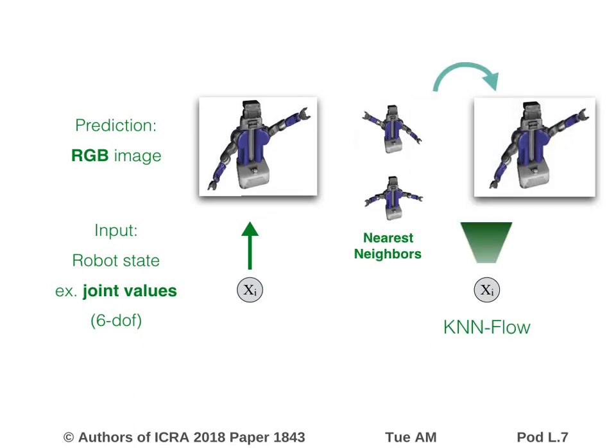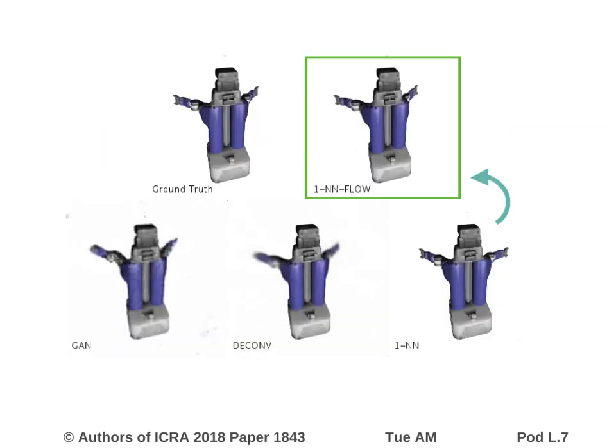We propose a deep forward model, KNN Flow, which instead learns to modify existing nearest neighbor images to produce new robot poses. Here we demonstrate prediction of 6-degree of freedom robot poses in simulation. The KNN Flow model uses a single nearest neighbor and is compared to both GAN and deconvolutional networks.